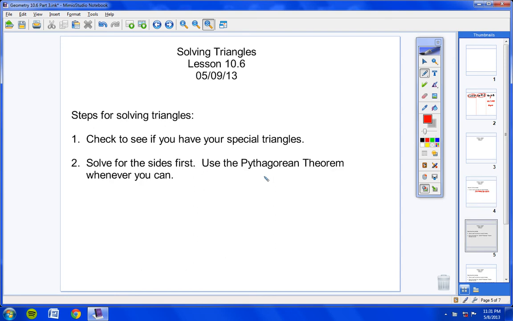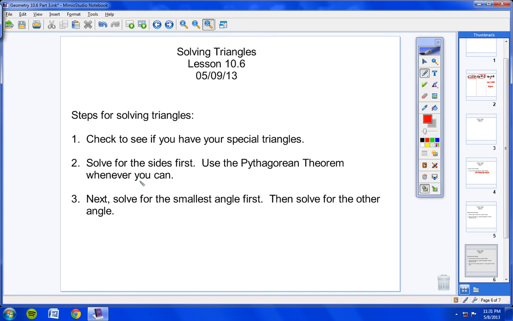Step 2, solve for the sides first. That's really important. Use the Pythagorean Theorem whenever you can. That will also save you a lot of time. Okay, students? And then step 3, and then I'll pause and let you get caught up if you're a little behind.